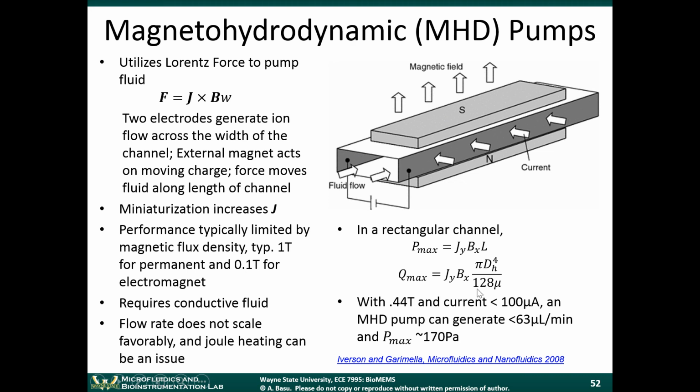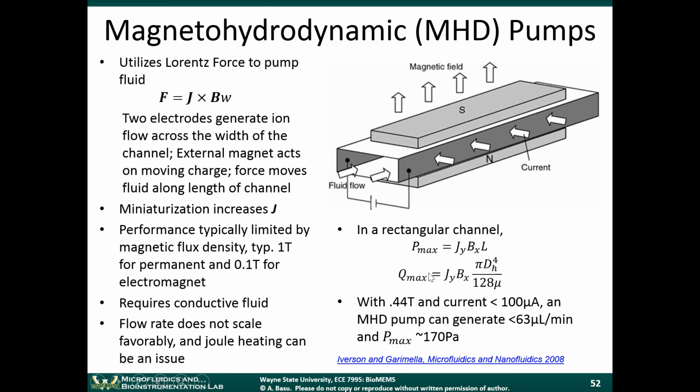The relationships for the pressure and the flow rate for a magnetohydrodynamic pump are pretty straightforward. The maximum pressure, assuming that the current, the magnetic field, and the length of the channel are all orthogonal to each other, is when you get the maximum Lorentz force effect and the maximum amount of pressure. It's equal to the current density multiplied by the electric field multiplied by the length of the channel. That's how much pressure you'll generate from one side to the other.